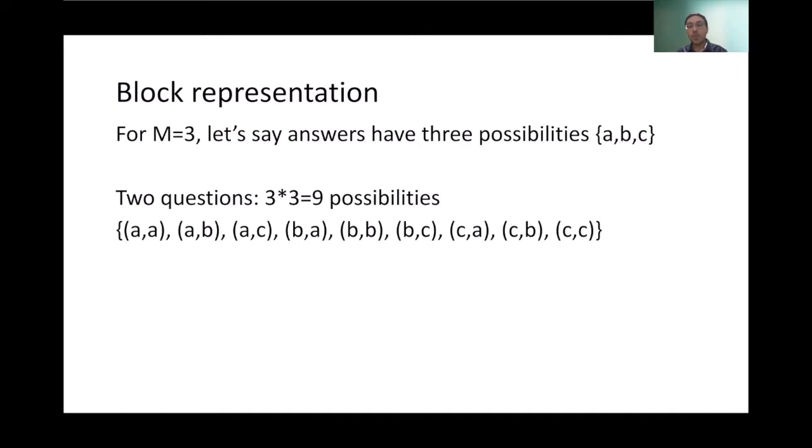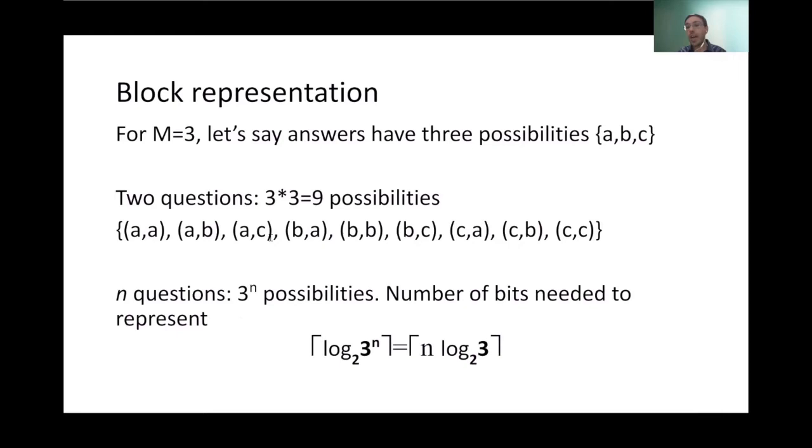So consider a question with three possible answers. Let's say M is 3 and your answers have three possibilities, A, B, C. If we have two questions and we get two answers, there are 9 possibilities for the answer, 3 times 3. Here are the 9 possibilities of the answers. For instance, for the first question you might get answer A, and for the second question A, or B, or C. And if you ask n questions, there will be 3 to the n possibilities for the answers to these n independent questions.